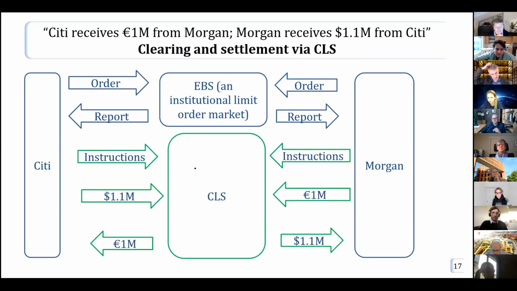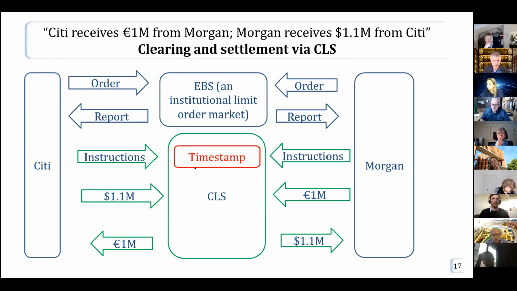How does it work with CLS? Well, the beginnings start the same. There's an order, there's a report, but now CLS steps in the middle. But it's not like a clearinghouse. So Morgan and Citi send instructions to CLS. If CLS says, okay, you guys match, Morgan and Citi both pay in. Once they've both paid in, CLS pays out. But if one side doesn't pay in, the other side gets their pay in refunded. So CLS does not guarantee performance. It is sometimes called a guaranteed refund system. Now, the instructions here are what are going to give us our timestamp right there.